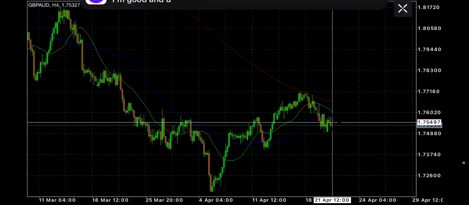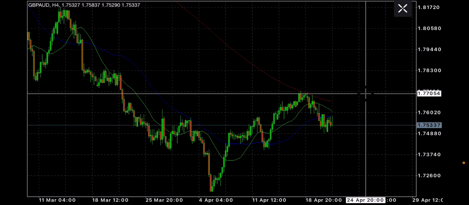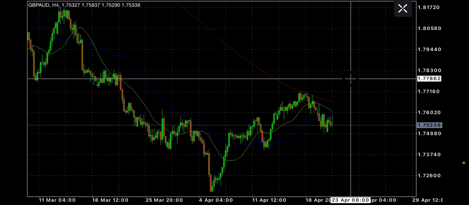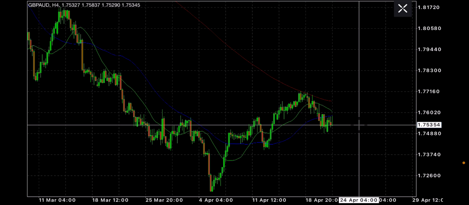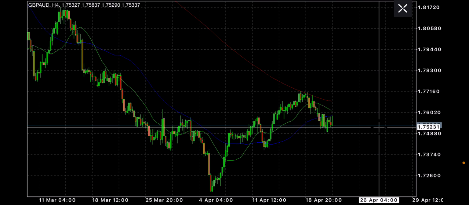Okay. So we'll go over this one more time. If you have an Aussie that is much weaker than the British pound, then we're going to go towards the long position, with this area being our targeted area. Okay. But if you have a British pound that's weaker than the Aussie, then we're going to be going towards this area here.